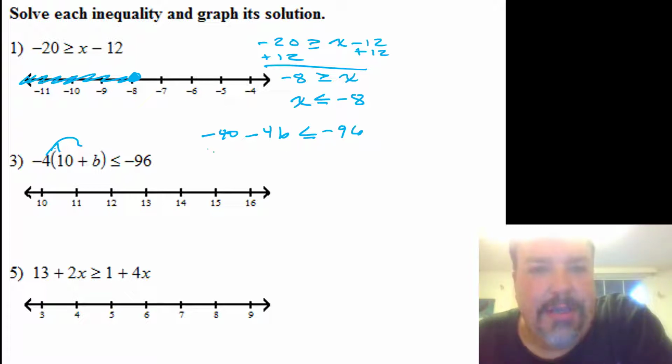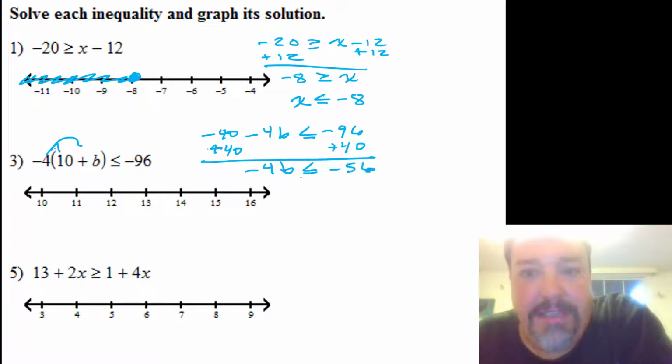Since the b's are already all together, we're going to just add the 40 to both sides. Add 40 over here. That's going to give us negative 4b is less than or equal to negative 56. And the last step is to divide by negative 4. Divide this by negative 4. Since we just divided by negative, we're going to have to switch the sign.